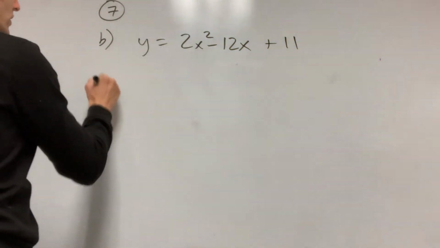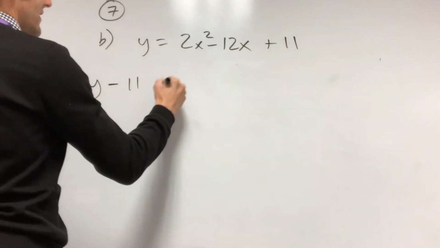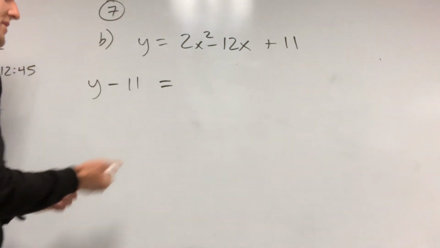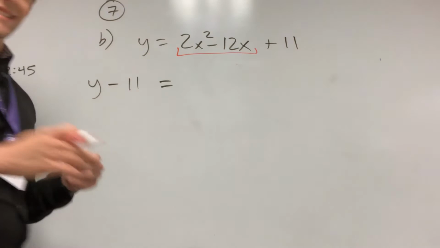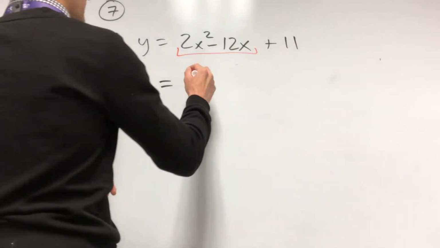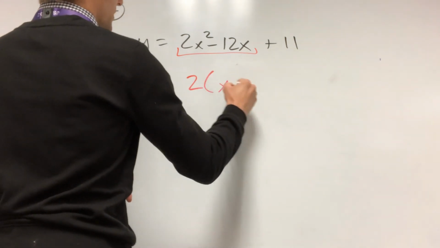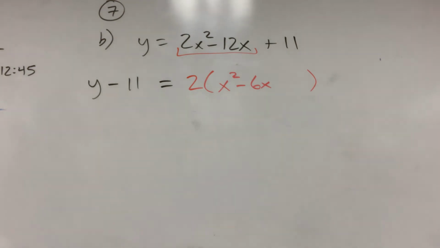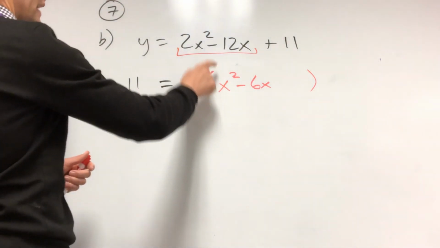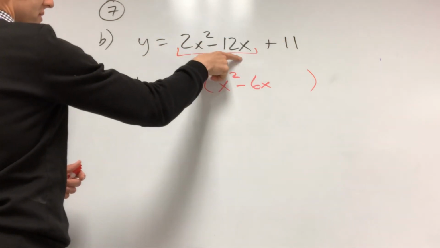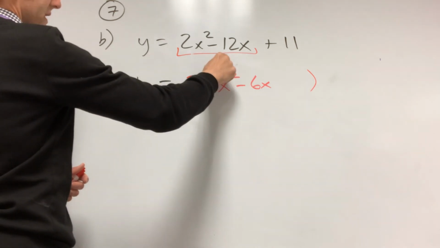Okay, so like we did before, y minus 11 equals. Now, there's a problem here. To complete the square, it needs to be a single x squared. That's not a single x squared, that's a 2x squared. So I'm going to factor out a 2 from both the x squared term and the middle term there. Divide those both by 2. Don't divide that. Move that over. So 2 times x squared minus 6x. You can see it there.